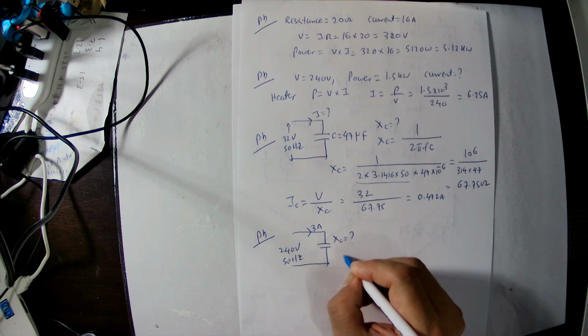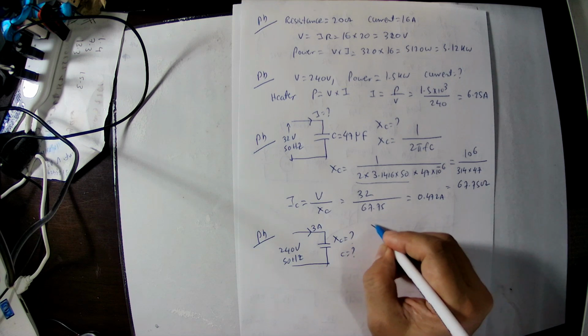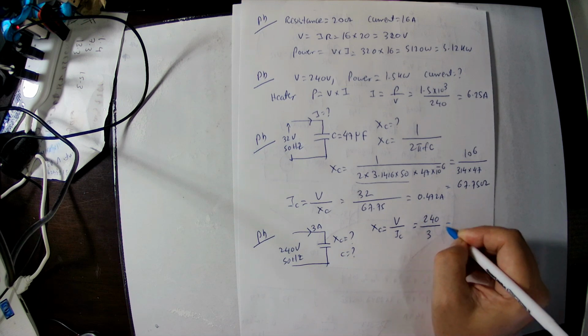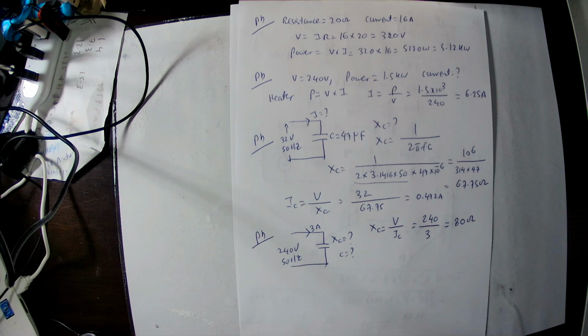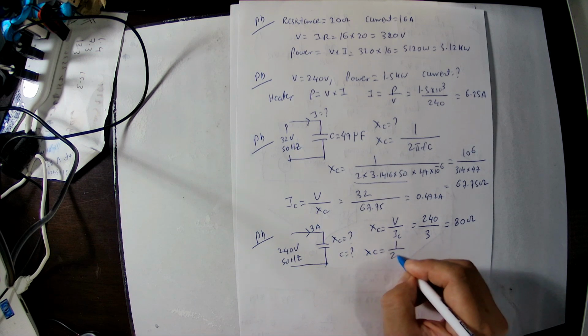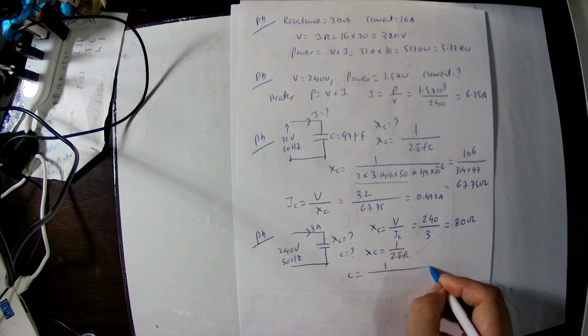So the capacitive reactance can be calculated: Xc equal to V divided by Ic. The voltage is 240, current 3, so you get 80 ohm. Capacitive reactance is 80 ohm. Then we substitute into the formula: Xc equal to 1 by 2 pi f C. Therefore C can be calculated as 1 by 2 pi f into Xc.